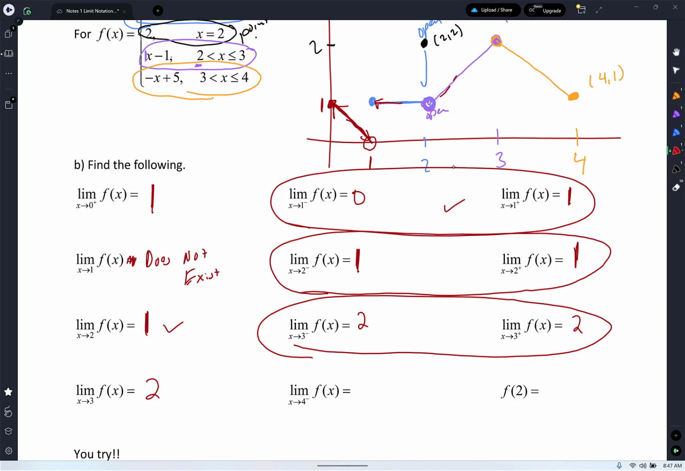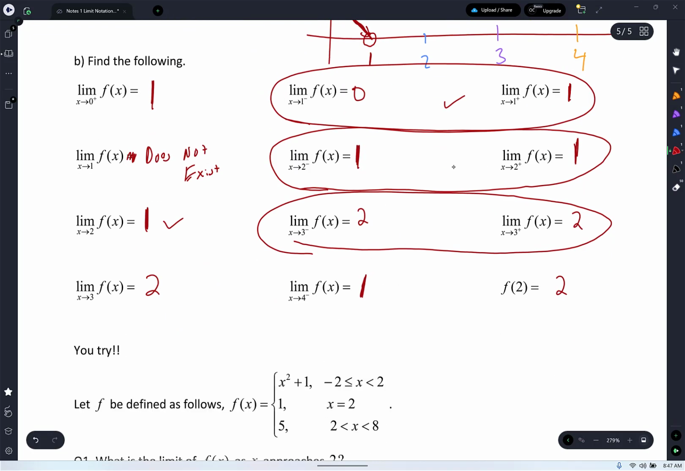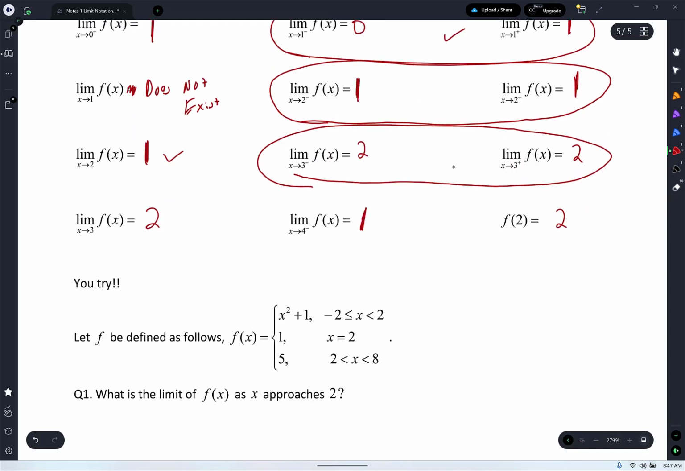Good job. You can only approach 4 from one direction. So anytime you reach an endpoint, you can only approach it from one side. So if I approach 4 from the left, what am I approaching? 1. Good job. Now this one, the next one, f of 2, does not say the word limit. That just means when x is 2, what is your y value? 2. And there it is. Good job, guys.